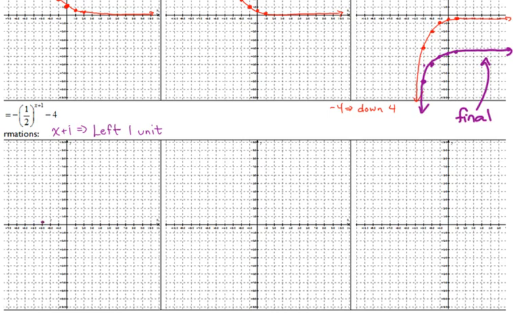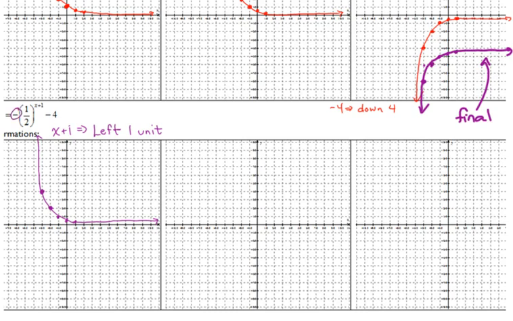So we are about right here. 1/2. Nope, that's backwards. Here we go. Okay, so that is 1/2 to the x shifted left 1 unit. Okay, so that takes care of our exponent.